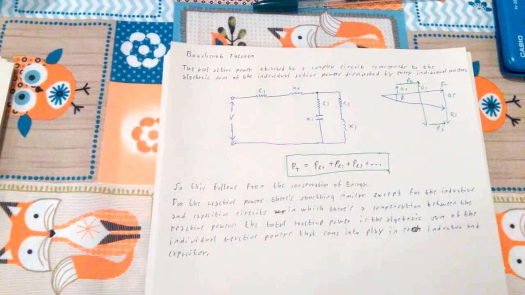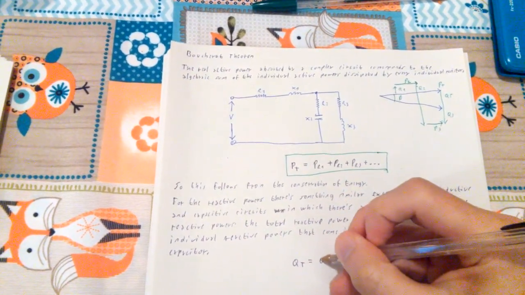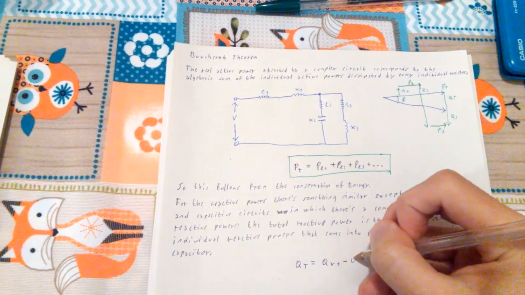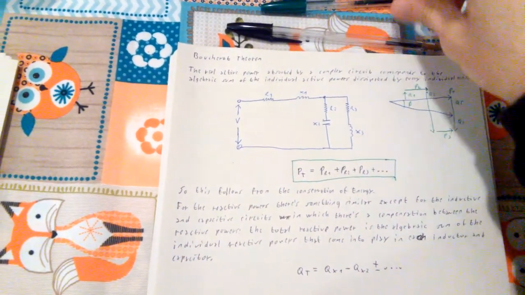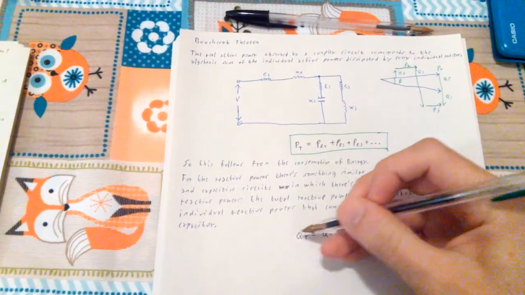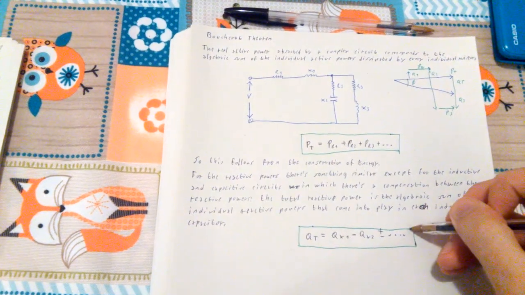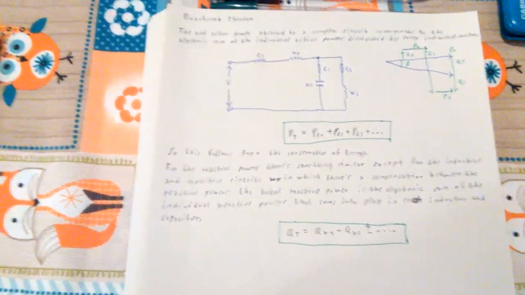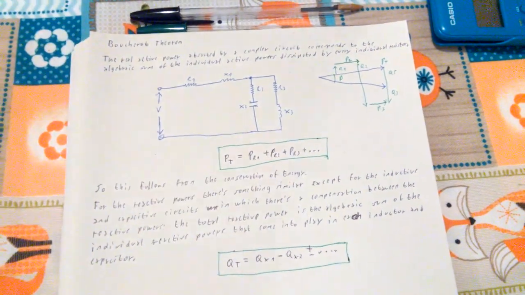So if I had to write it as a formula, I would write it as Qt equal to Qx1 minus Qx2 plus minus the other. And this will be my other formula, because there is this kind of compensation, as I said.